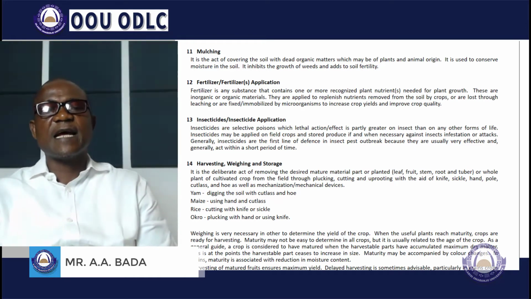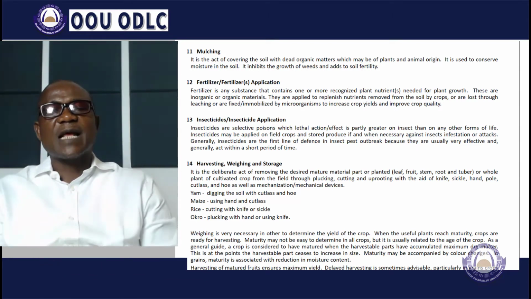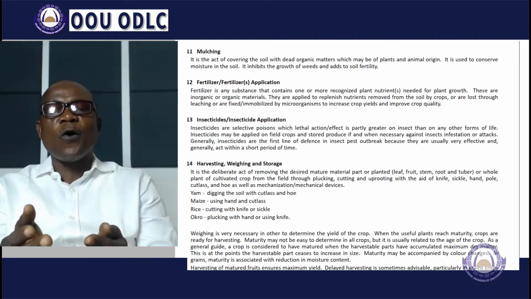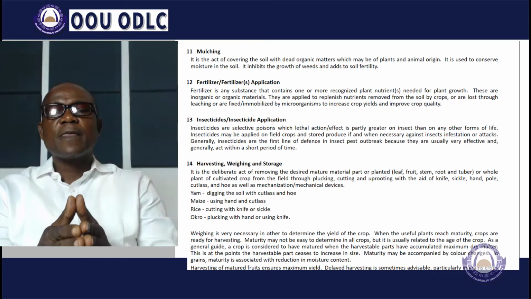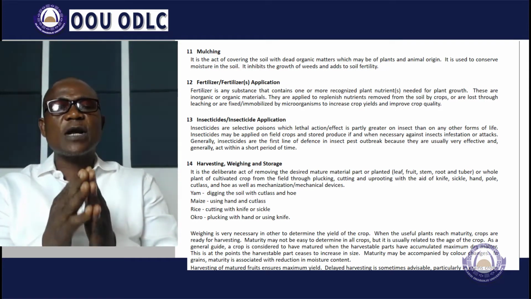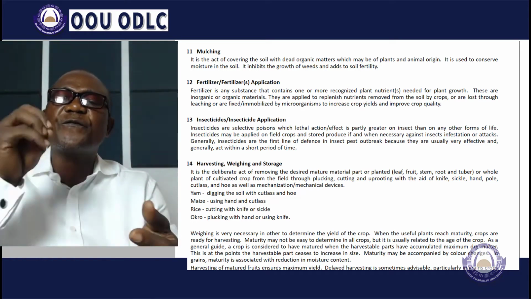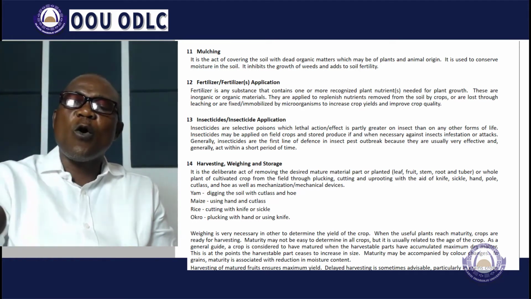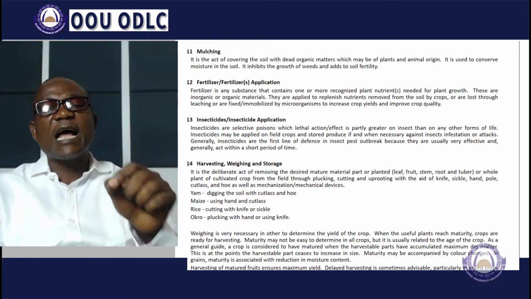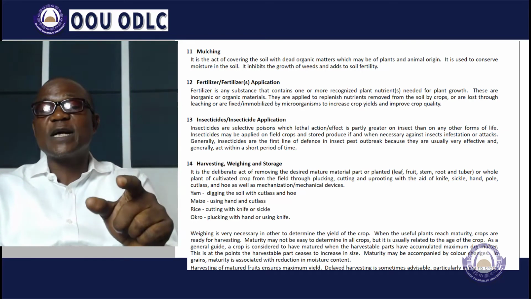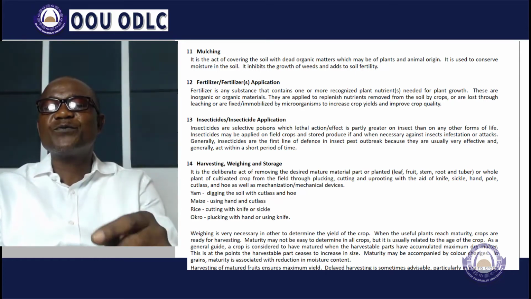Fertilizer and fertilizer application. Fertilizer is any substance that contains one or more recognized plant nutrients needed for plant growth. These are inorganic or organic materials. They are applied to replenish nutrients removed from the soil by the crops or that are lost through leaching, or nutrients that are fixed or immobilized by microorganisms, to increase crop yield and consequently improve crop quality.